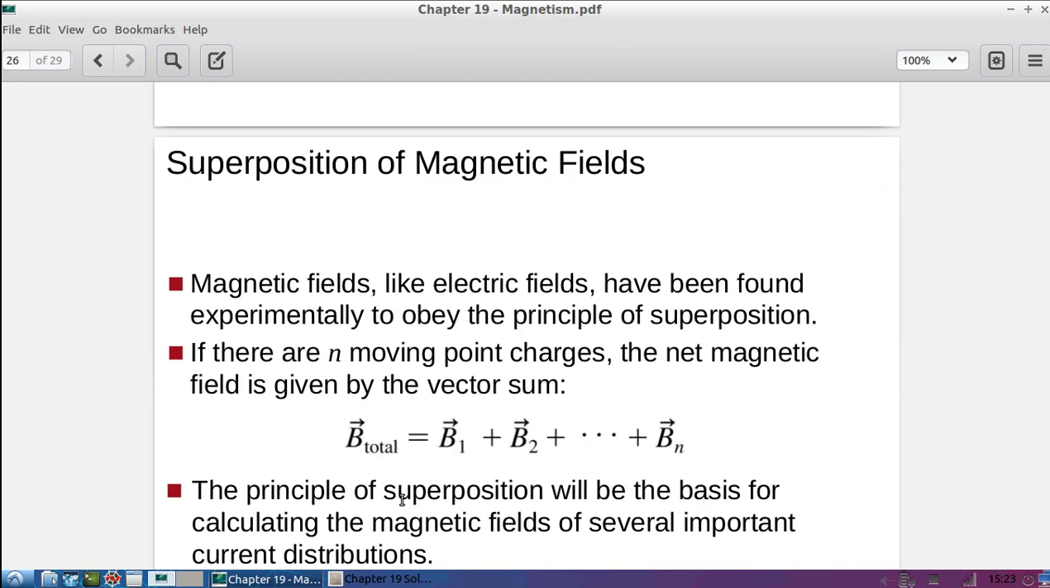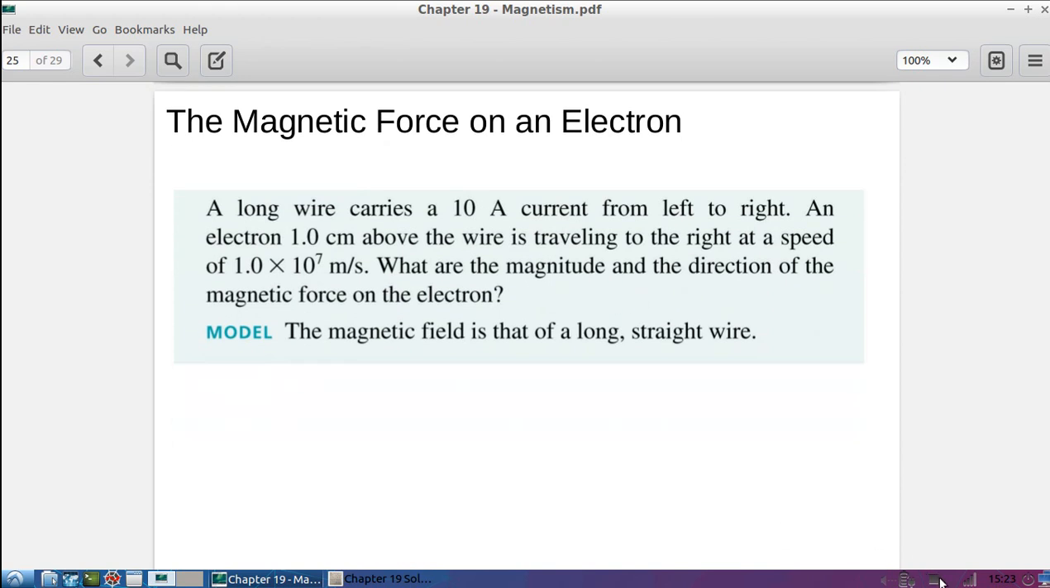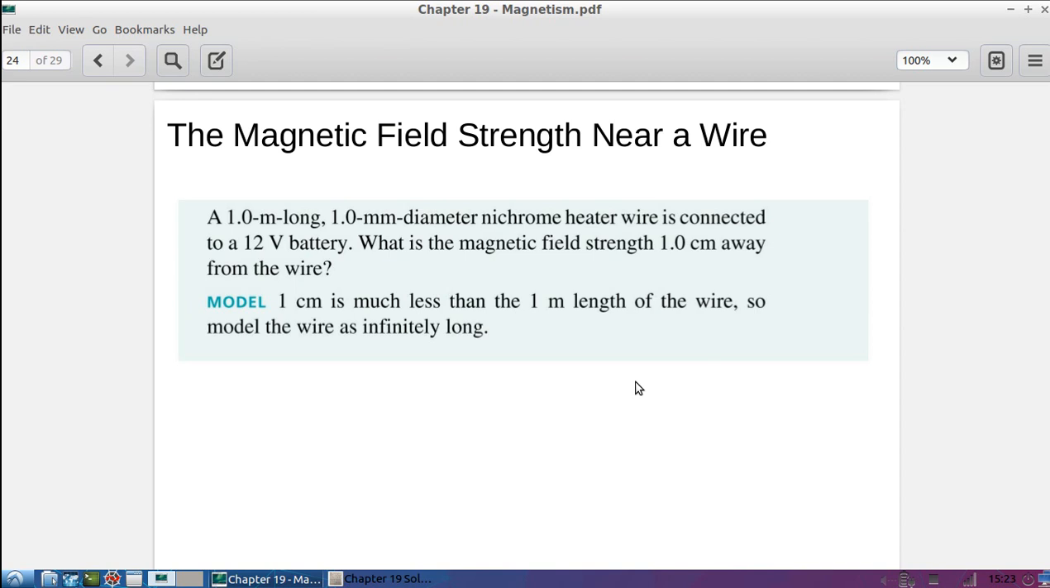So let's go back to this problem that I accidentally skipped over, so sorry about that. Kind of doing these examples out of order. This example is very similar to the example here on slide 24.